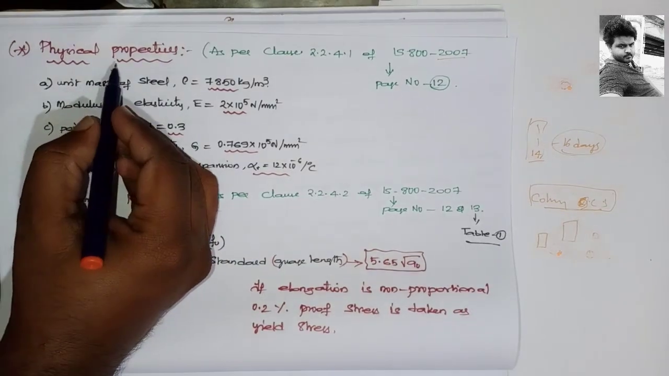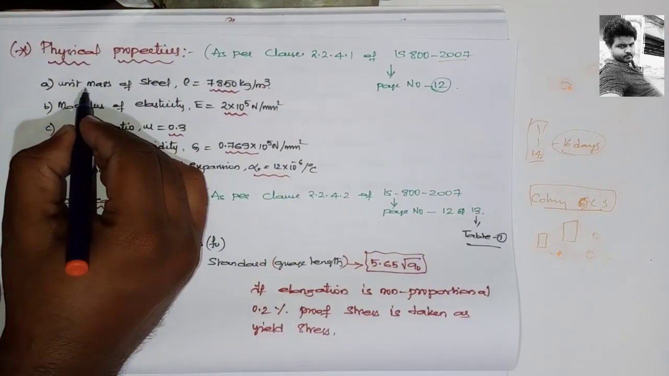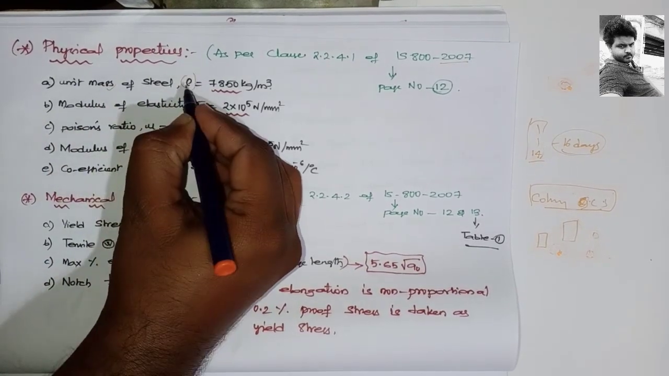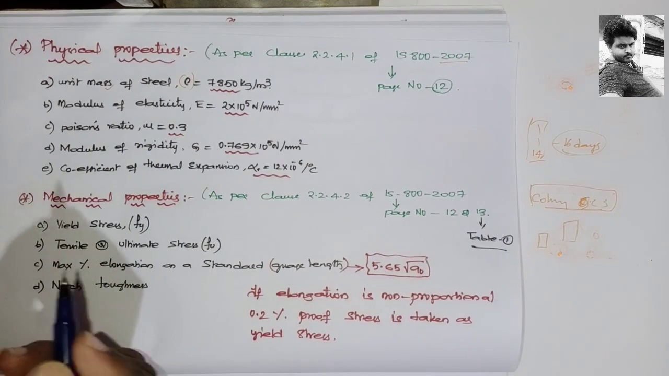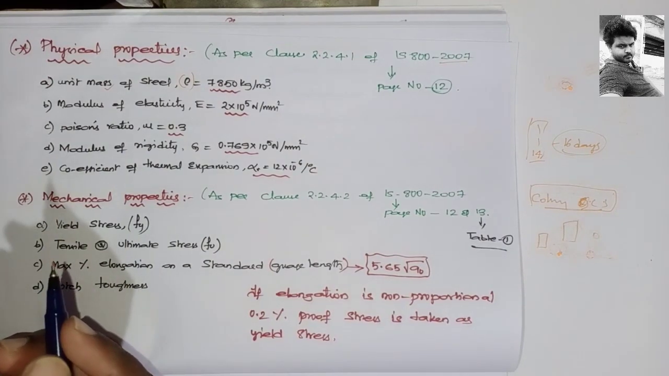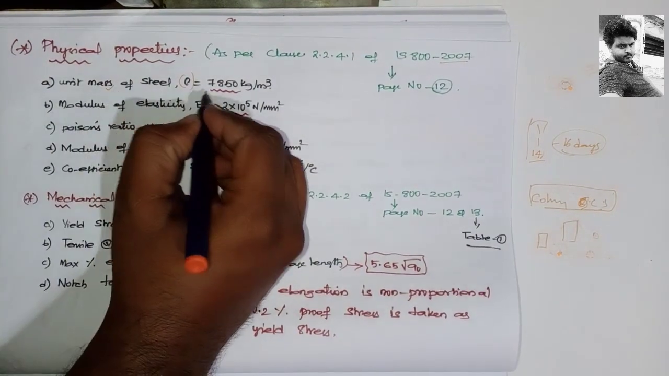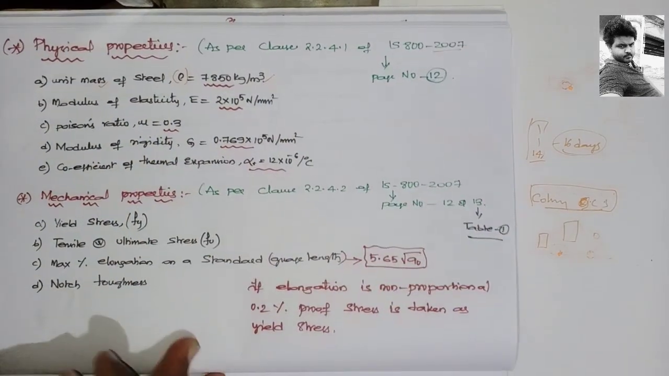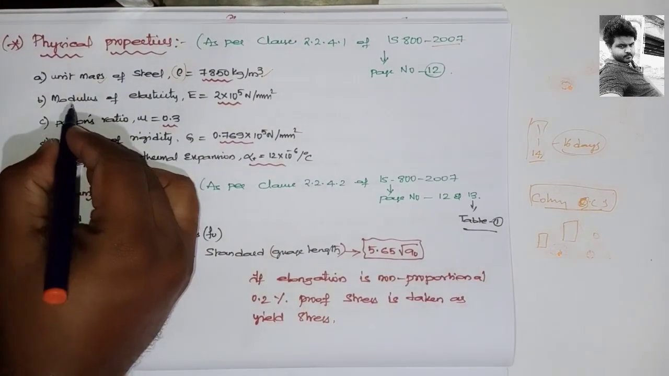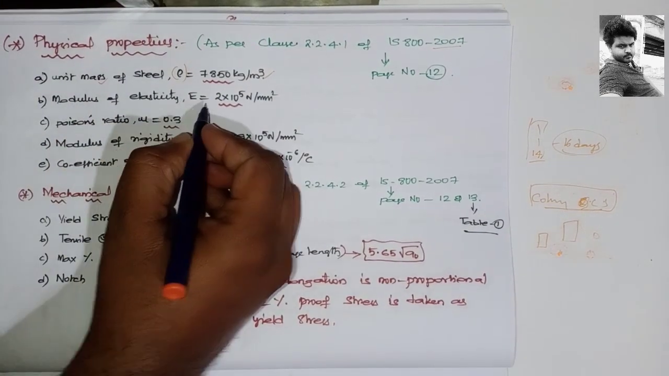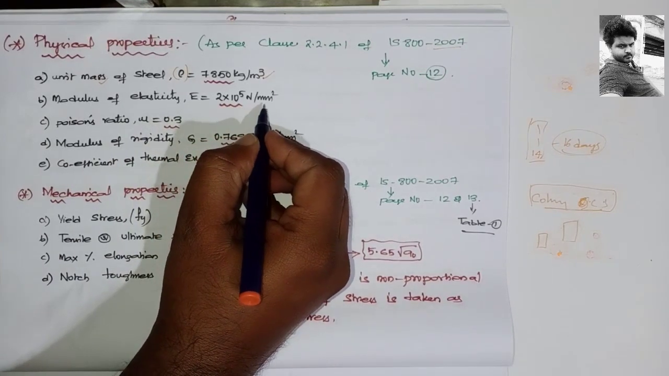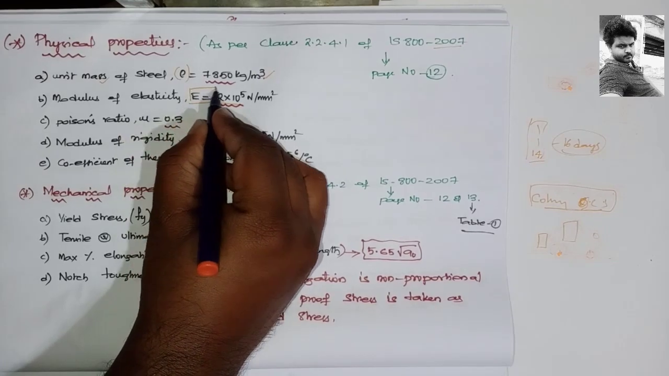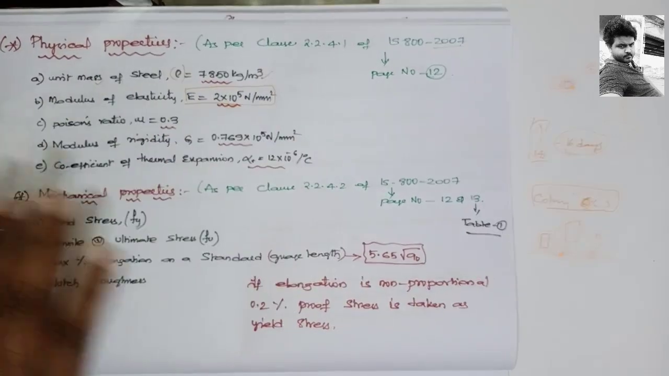Here, what are the physical properties? The unit mass of steel. When you are talking about mass, you are supposed to go with rho, and if you are talking about unit weight, you are supposed to go for gamma. So here the unit mass of steel is 7850 kg per meter cube. And the modulus of elasticity is E equals 2 into 10 power 5 Newton per mm square. This will be constant for any grade of steel.